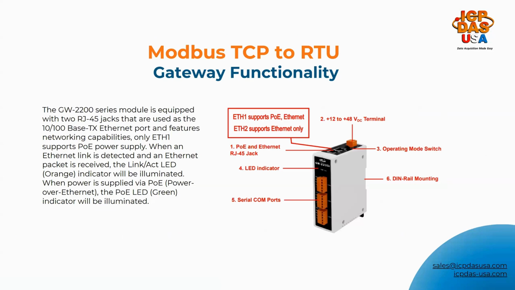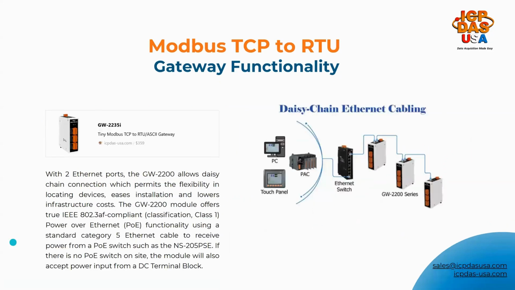This module has two RJ-45 network ports, both supporting 10/100 Mbps Ethernet Base-TX. Only the ETH1 port supports power over Ethernet, allowing it to receive power and data through the same cable. The GW2200 has two Ethernet ports, which means you can connect it in a chain with other devices. This makes it easier to set up, gives you more flexibility in where you place your equipment, and it helps cut down on wiring costs.